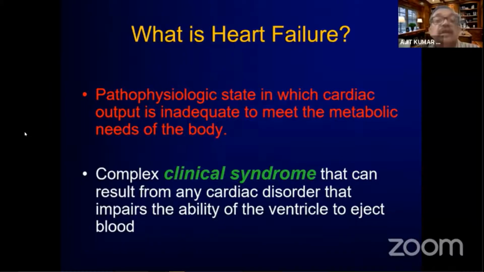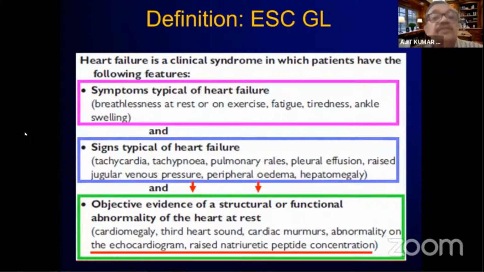When you ask residents what is the definition of heart failure, most of them get stumped actually. Most of them have difficulty in conceptually saying what is heart failure, and also difficulty in communicating. So I think this definition from ESC guidelines is probably the best. Heart failure is a clinical syndrome in which patients have the following features. Symptoms typical of heart failure: dyspnea, fatigue, tiredness, ankle swelling.